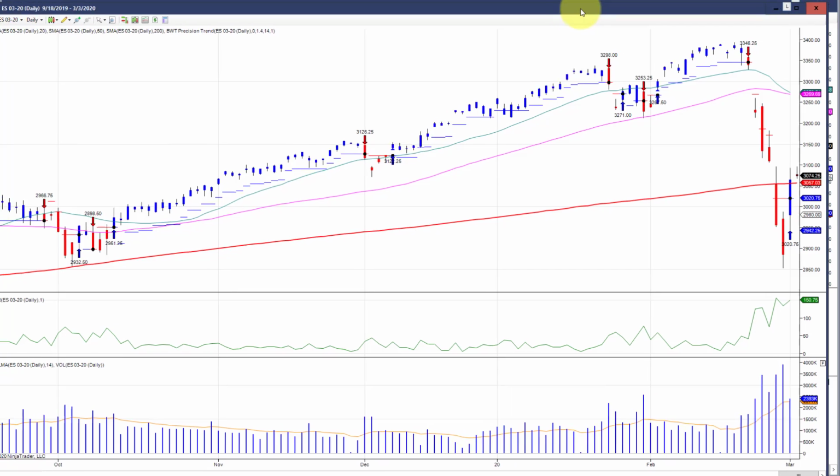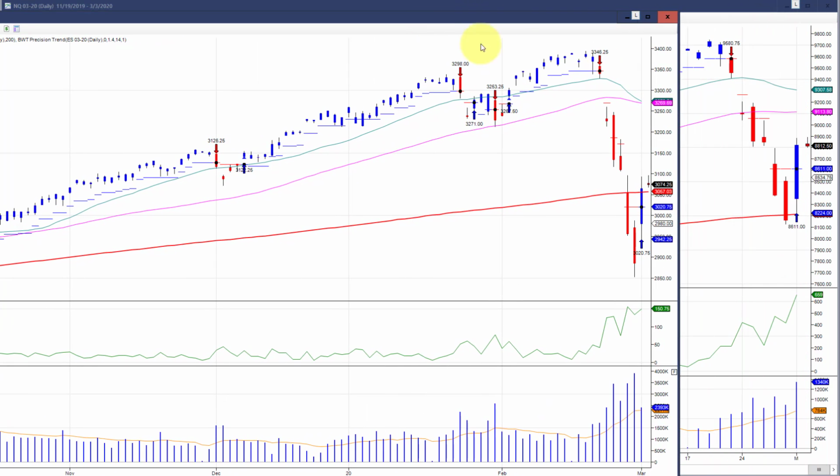What's interesting to note here is that the E-mini S&P and the Dow reached their 200-day moving averages 2 days before the Nasdaq did. So what that says to me is that the Nasdaq is leading the market. The Nasdaq is the strongest market of the three.